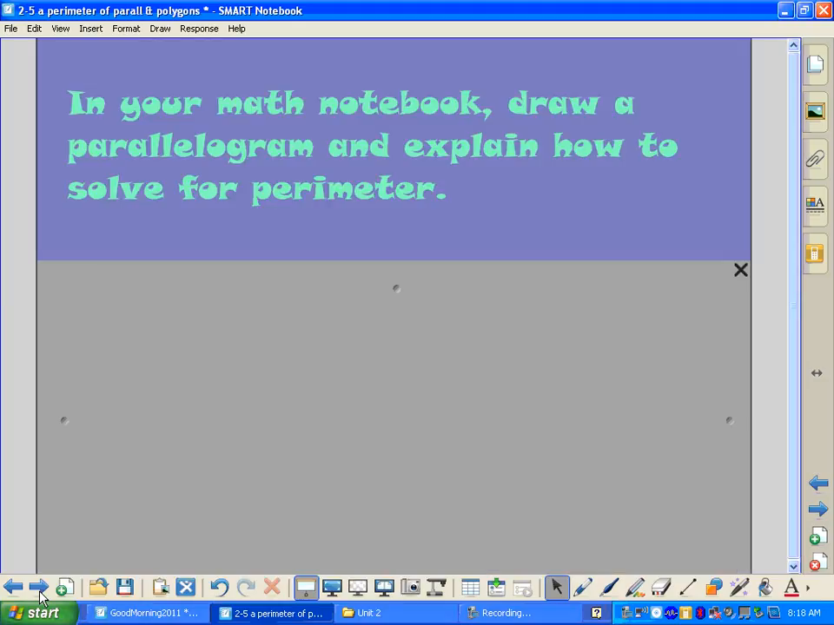I'm going to come back to that one. Well, let's do it a little bit. In your math notebook, draw a parallelogram, and then explain how to solve for the perimeter. To draw a parallelogram, draw a slant, and then connect the top and the bottom. There you go. There's your parallelogram.